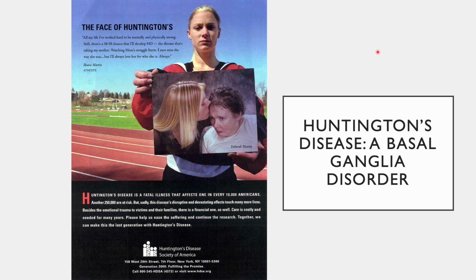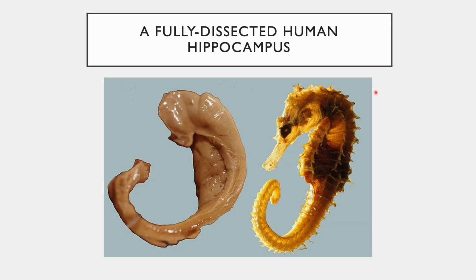involuntary muscle control. Here is an image of a fully dissected human hippocampus. As I mentioned before, the hippocampus is long and curved. So when you remove the hippocampus from the human brain, it actually resembles the shape of a seahorse.